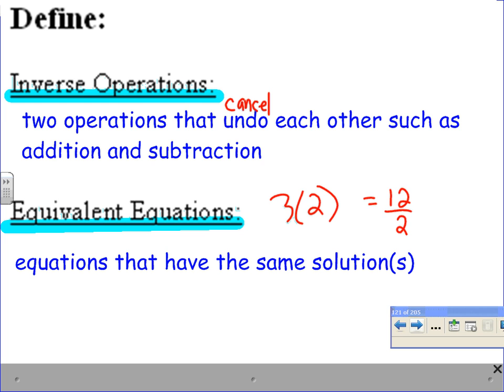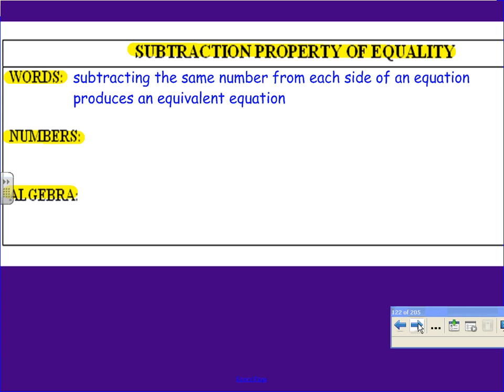Okay, so let's take a look at the subtraction PO first. I call this subtraction PO, kind of like the Teletubbies, because property of equality, you'll see in geometry when you guys write proofs. Property of equality you may abbreviate as PO, P-O-E.